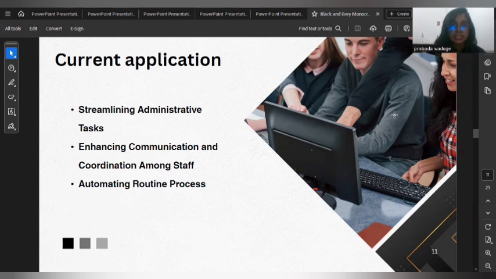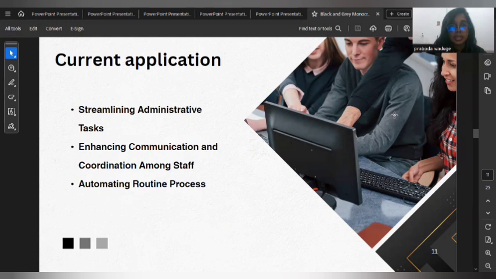Second point, enhancing communication and coordination among staff. MIS enhances communication and coordination among teachers, administrators, and other staff by providing a centralized platform for information sharing. It enables real-time updates, notifications, and document sharing, ensuring smooth collaboration within the institution. Integrated communication tools such as email, messaging, and portals help faculty members stay informed about institutional policies, student performance, and upcoming events. This improved coordination fosters a more organized and efficient working environment.